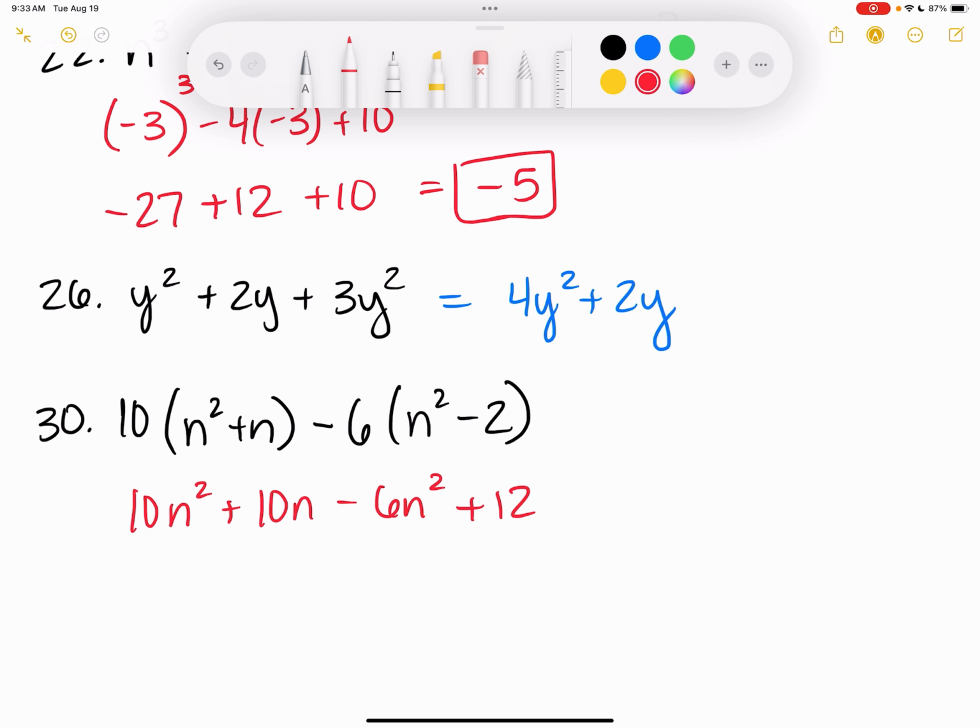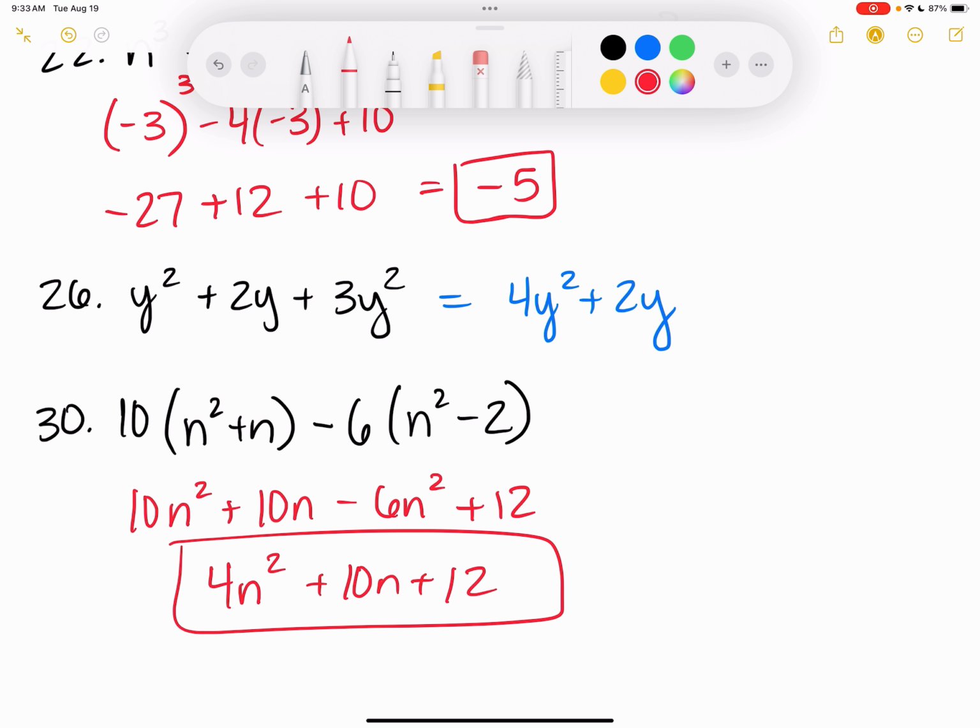It helps me. So now we need to combine like terms. So what am I going to get? 4n squared plus 10n plus 12. Yep. All right, evaluate for the given values of x and y.